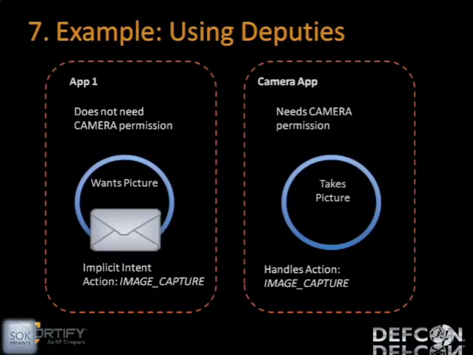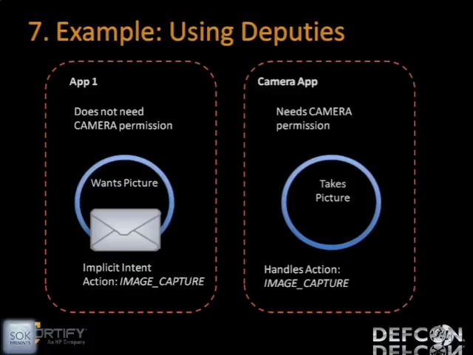So let's look at some examples. Here's an example that illustrates the confusion between accessing a protected API versus invoking an application that accesses a protected API. So here we have two applications, a camera application, which actually takes a picture and accesses a camera, which obviously means it does need a camera permission. But then there's also an app 1, and all it does is that it asks the camera application for a picture. It doesn't actually take it, doesn't access the camera, so it doesn't need a camera permission.